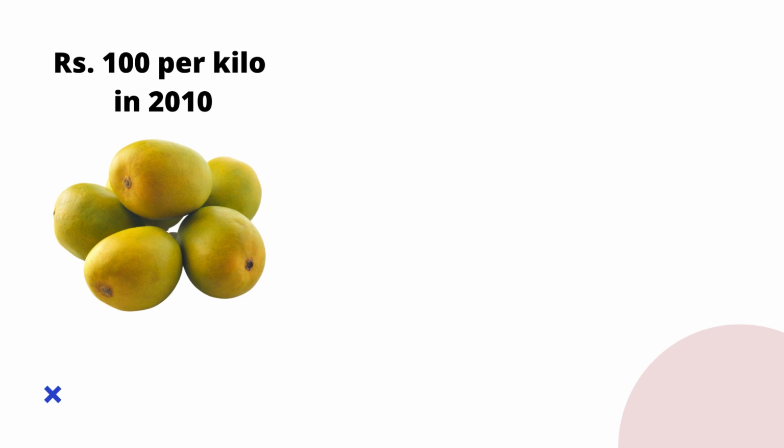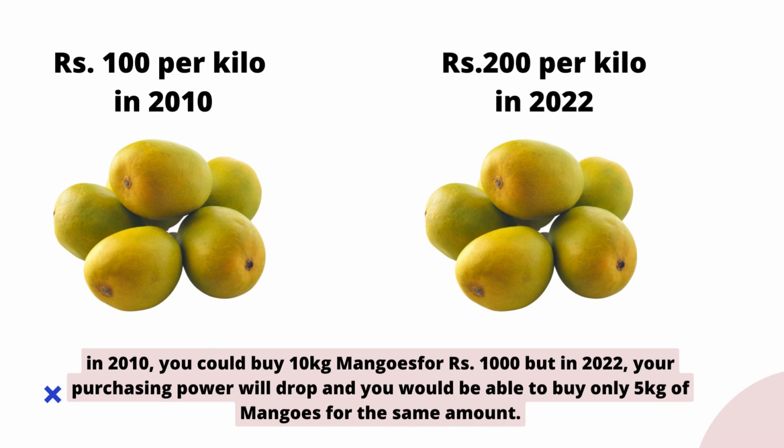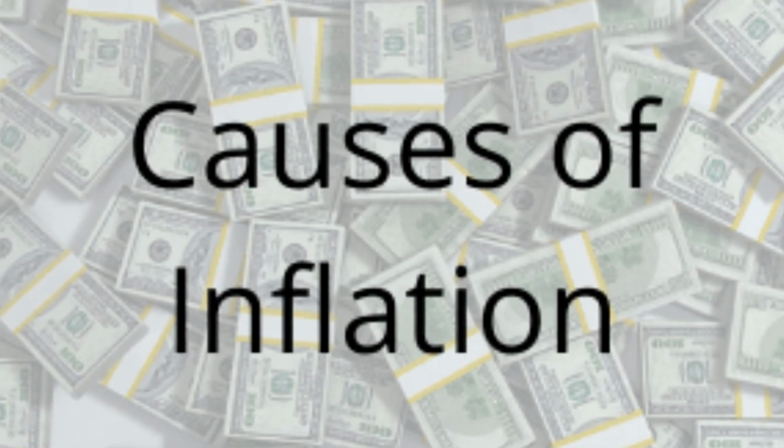would cost more today. Let's say that mangoes sell at rupees 200 per kilo in 2022. Therefore, in 2010, you could buy 10 kg mangoes for rupees 1000. But in 2022, your purchasing power will drop and you would be able to buy only 5 kg of mangoes for the same amount. To take our understanding of inflation a little further, let's look at what causes inflation.